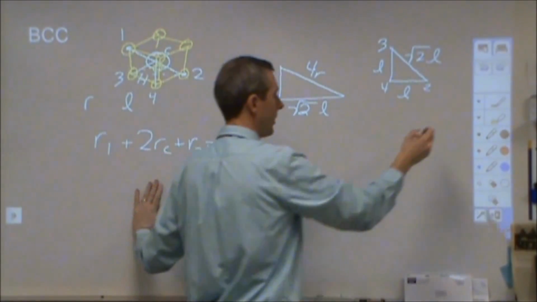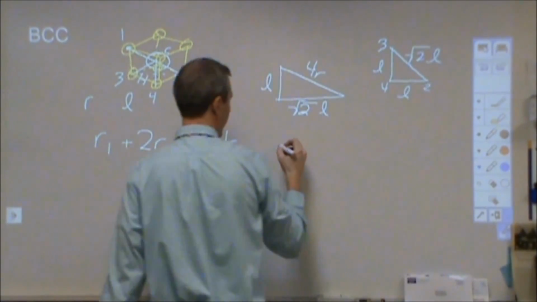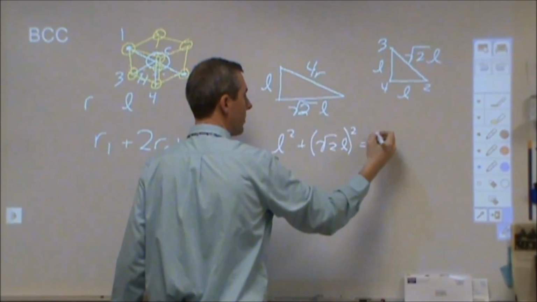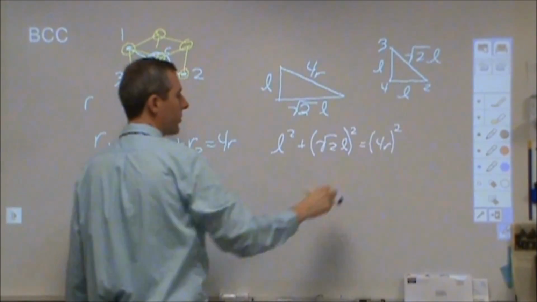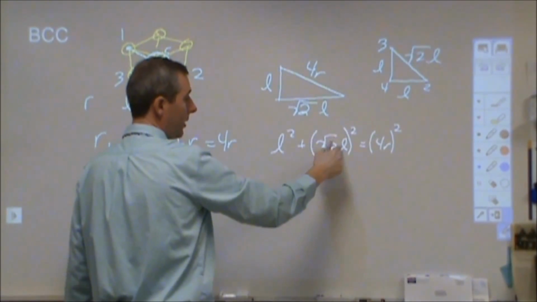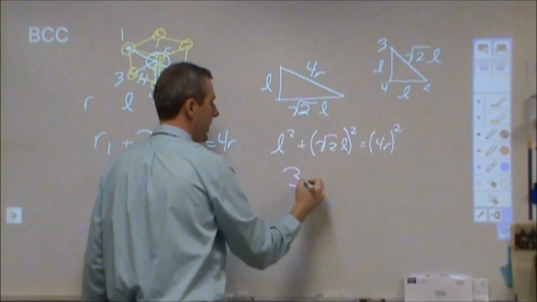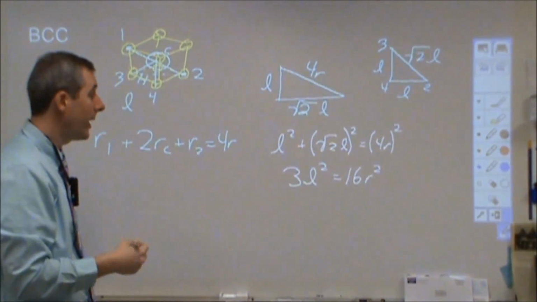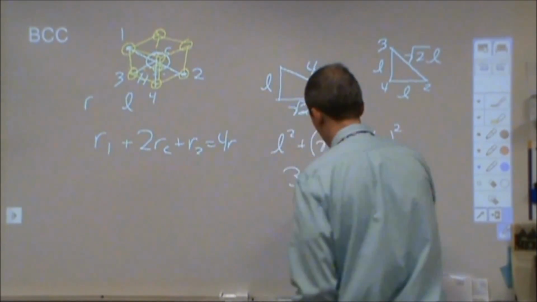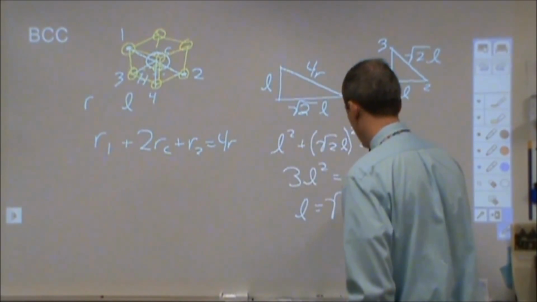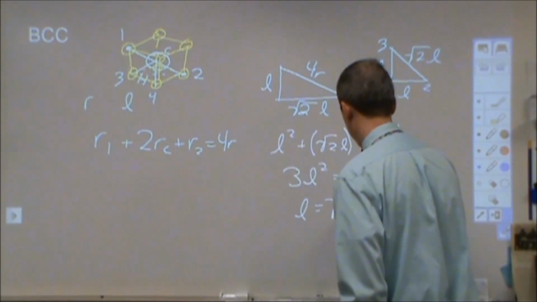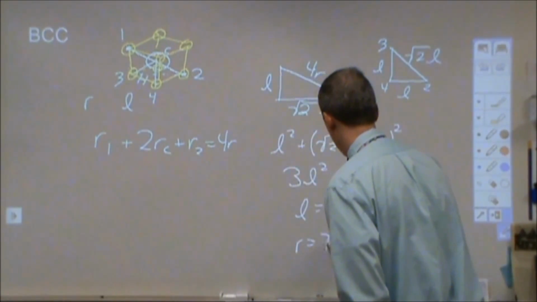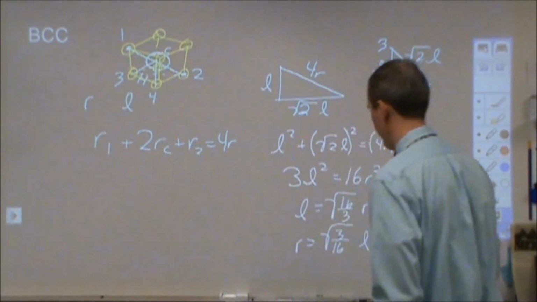So our equation for that is going to look as follows. We're going to have L squared plus square root of 2 L squared equals 4R squared. Don't forget to square the 4. So we have square root of 2 squared is 2L squared. So we end up with 3L squared here equal to 16R squared. So we can now relate L with R. So if we want to know what L is, L is going to be equal to the square root of 16 over 3 times R. Or R is equal to the square root of 3 over 16 times L.